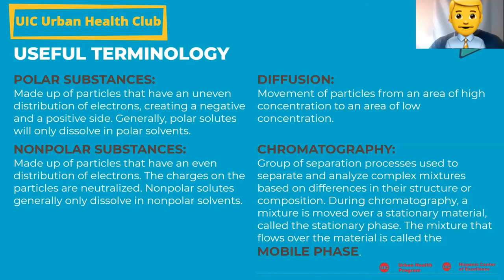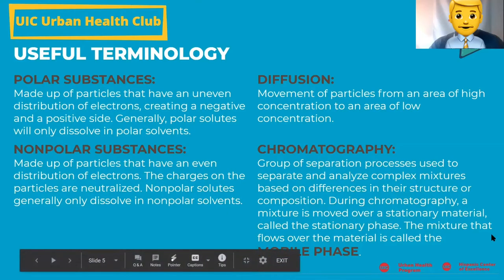Diffusion is the movement of particles from high concentrations to low concentrations. So anytime you mix two substances together, they will equally diffuse through the container to space themselves out. Chromatography is a group of separation processes used to analyze and isolate compounds. This is used in a variety of different ways, but it involves a stationary phase and a mobile phase. Each phase will either make the substances go forward through the process or keep them from separating.